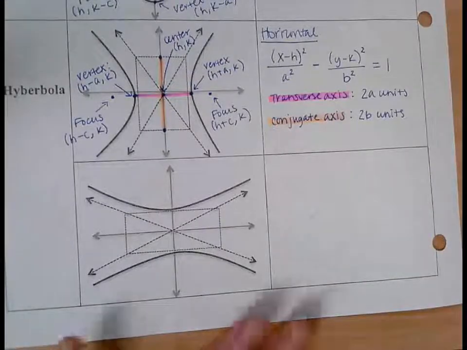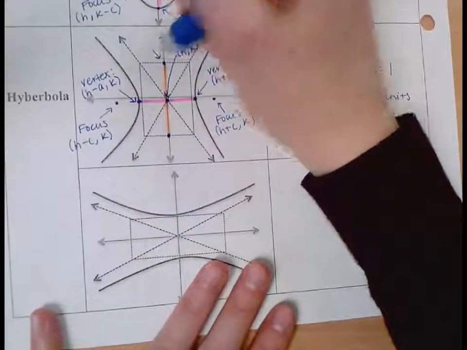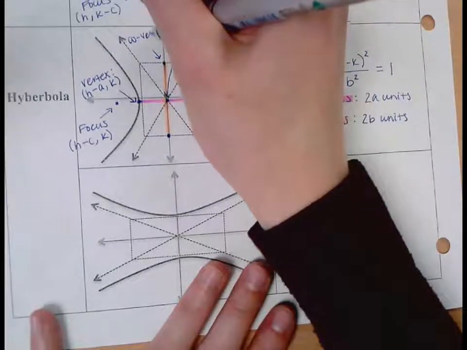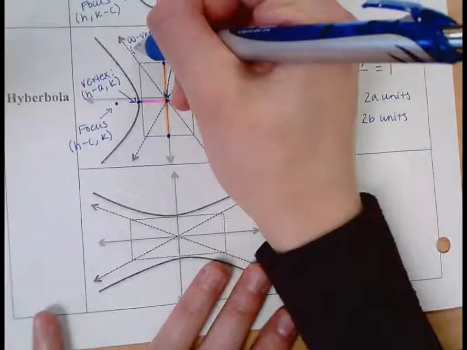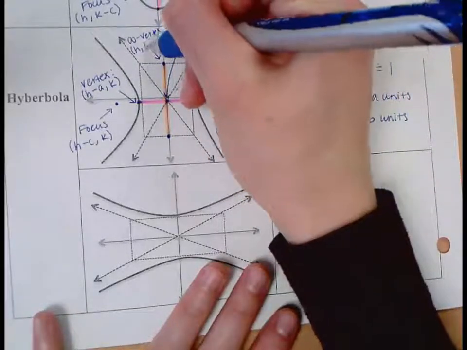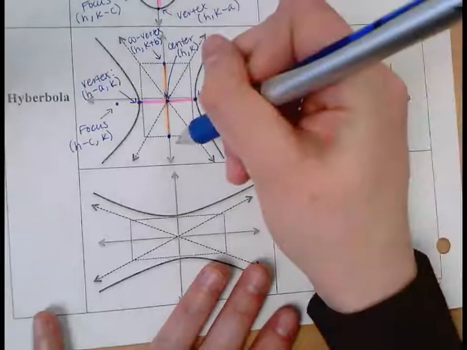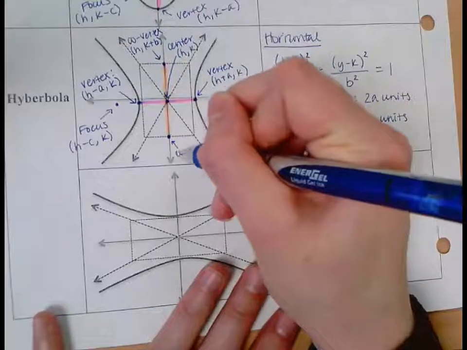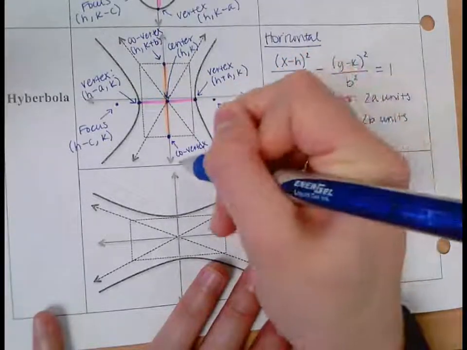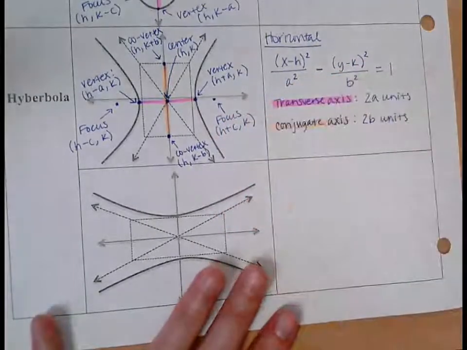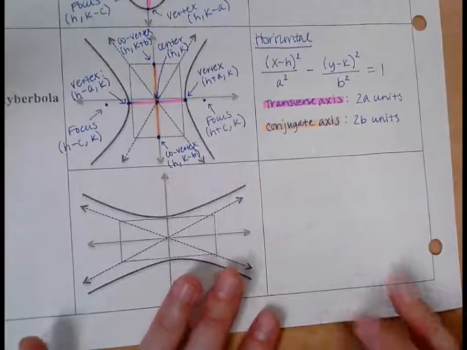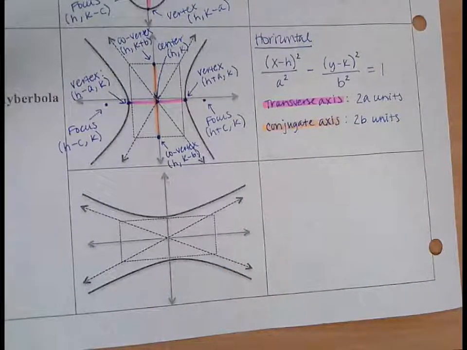And then we'll label the two covertices. So the top covertex has an x-coordinate of h and a y-coordinate of k plus b. The bottom covertex has x-coordinate h and y-coordinate k minus b. So b again is the distance from the center to a covertex, just as with ellipses.